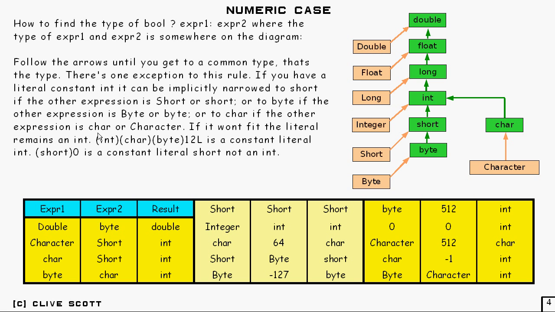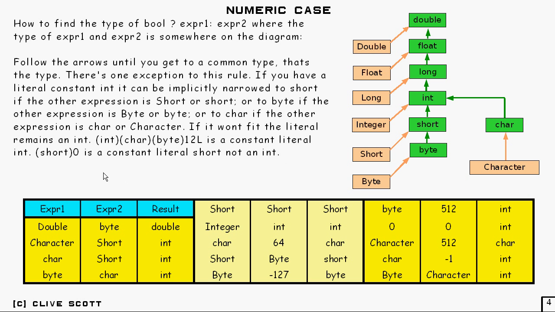Now, what's more, something like this, which is 12L, so that starts out there. It's cast to byte, and then it's cast to char, and then it's cast to int. That is a constant literal int, because it ends up at int. However, something like a 0 cast to a short is a short. It is not an int, because it's ended up at short. So it's only ints that can be implicitly narrowed.